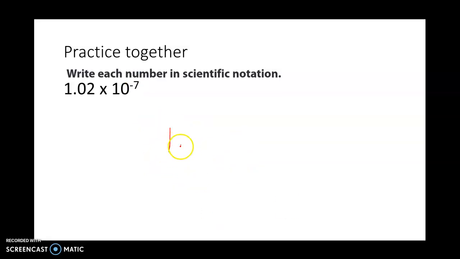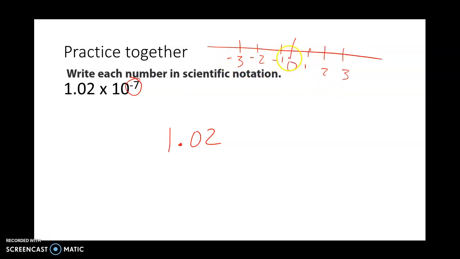Let's do another one. Okay, so I'm going to rewrite the decimal, 1.02. I'm going to move -7. If you ever look at a number line, the negatives, we got -1, -2, -3, then we got 1, 2, 3. What side are the negatives on? The left side. So that's why our decimal is going to move to the left.